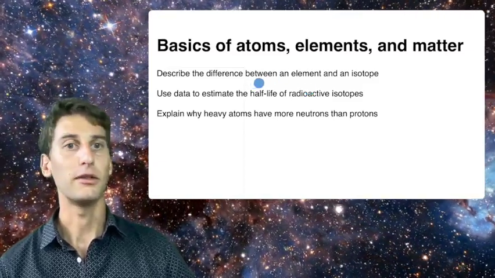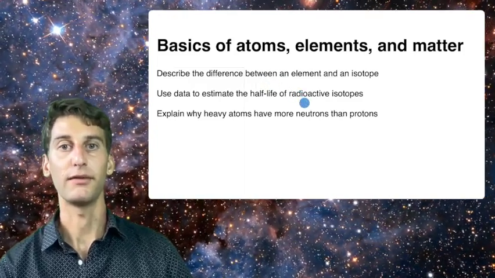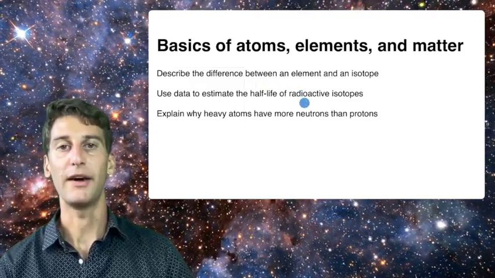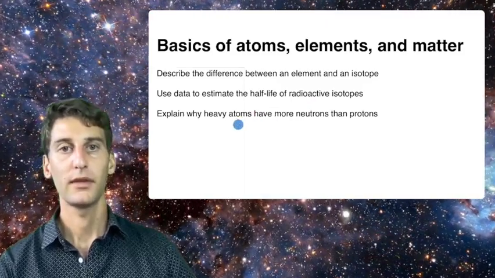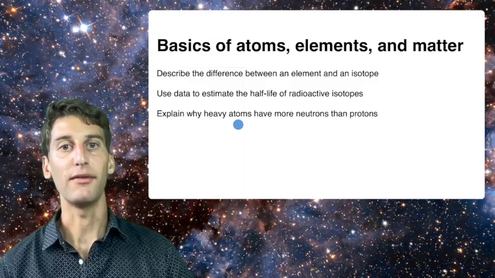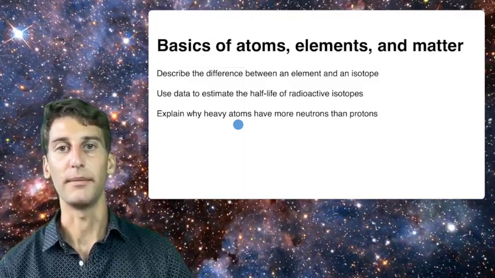There are stable isotopes and there are radioactive isotopes in the world, and for the radioactive ones we'll talk about how to estimate how long-lived they are based on their half-life. For the stable isotopes, they tend to have more neutrons and protons, and we'll look into the forces that are behind this.